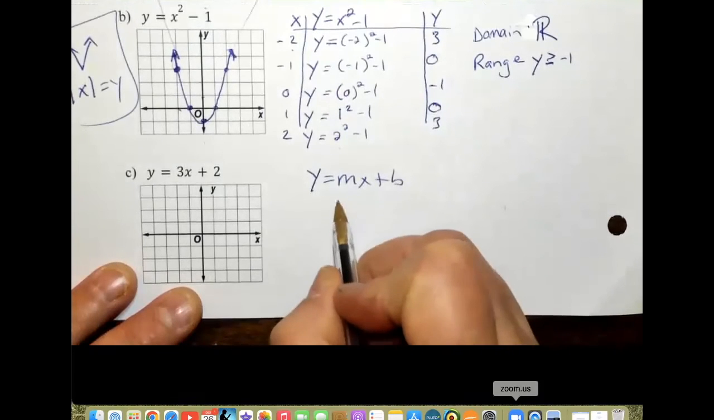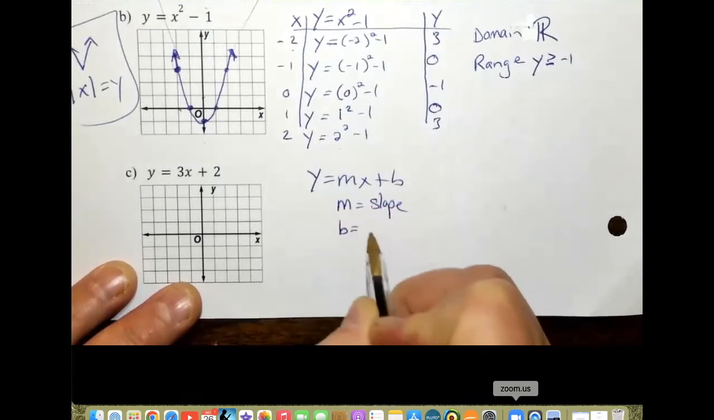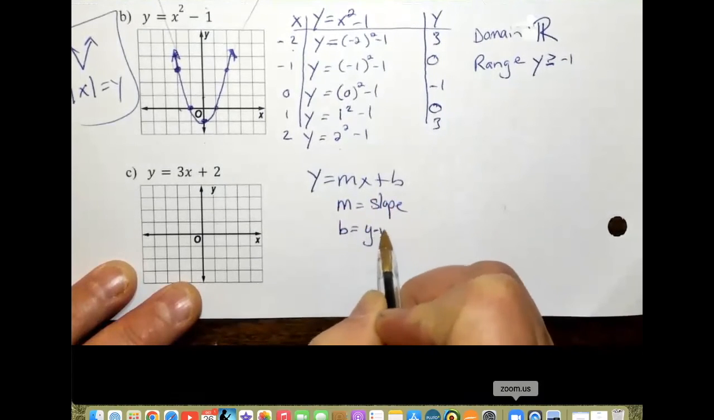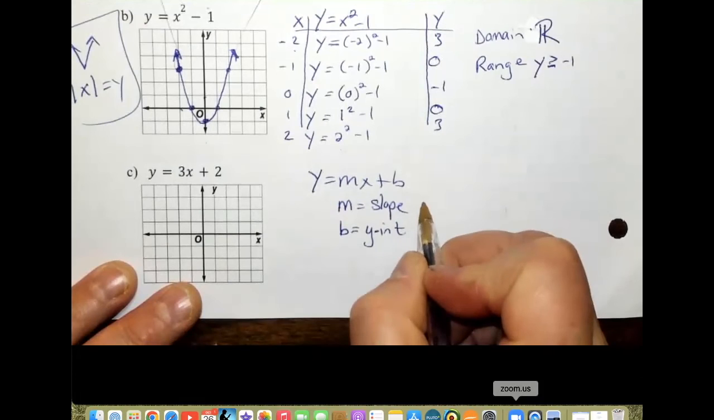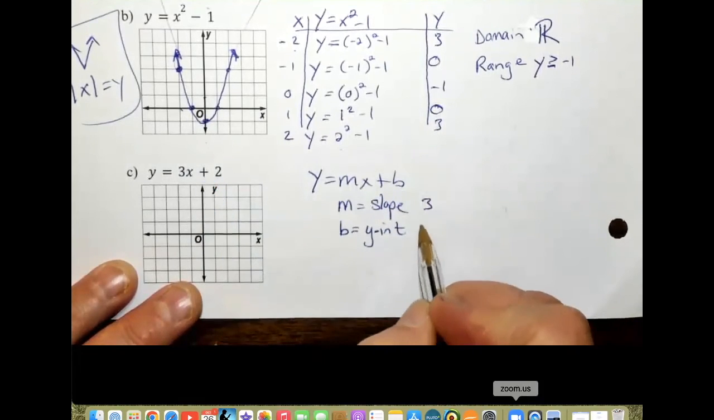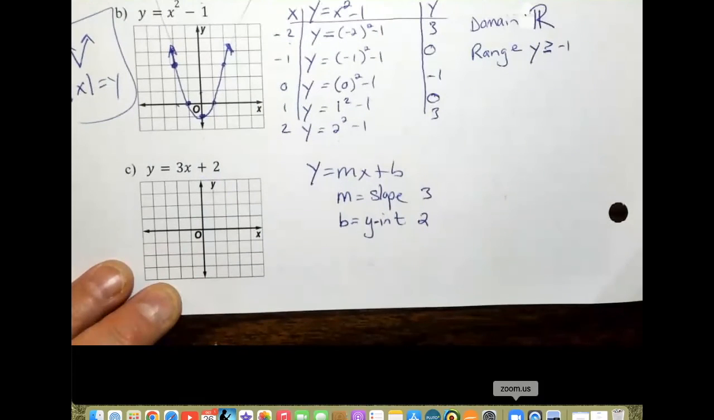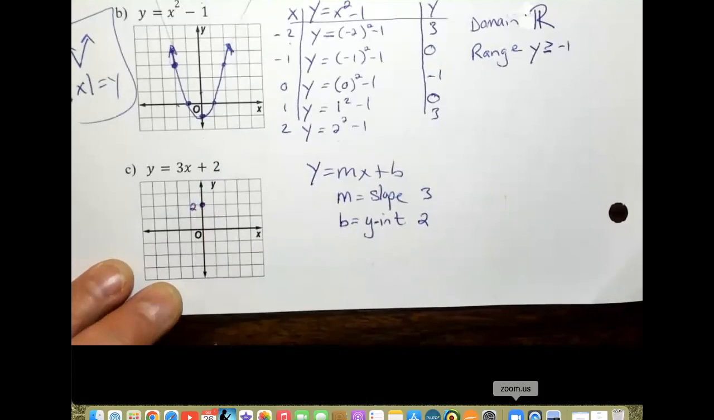So what does m stand for? Slope. What does the b stand for? The y-intercept. So, Brie, what is the slope of this equation? 3. And what is the y-intercept, Penny? Yes, that's right. 2 is going to be your y-intercept. So remember, we start with the y-intercept first. It's intercepting the y-axis at 2.